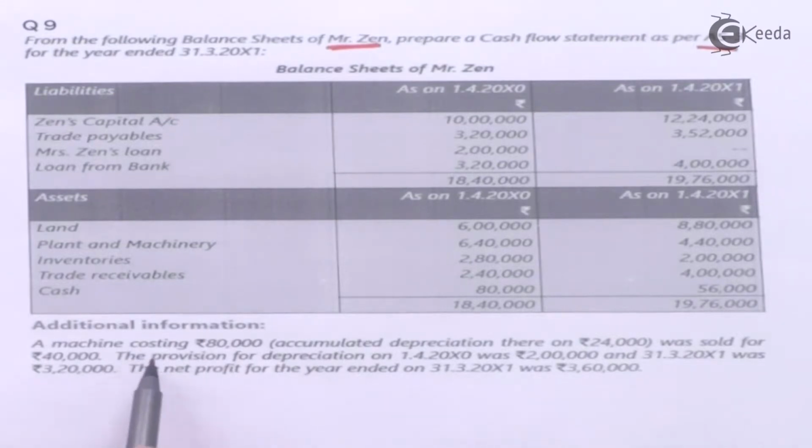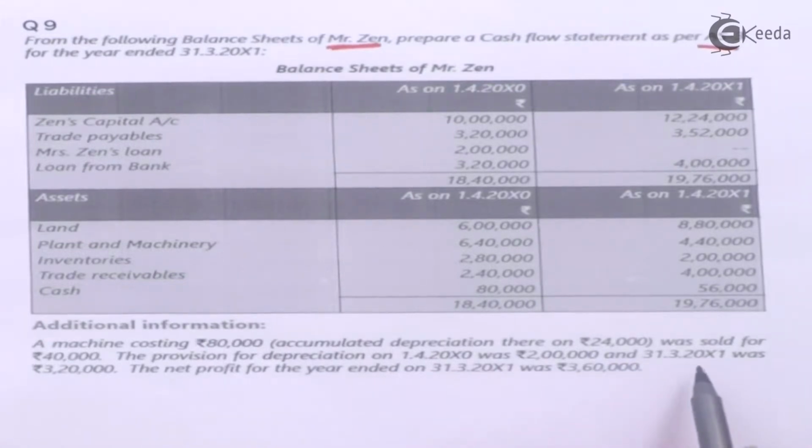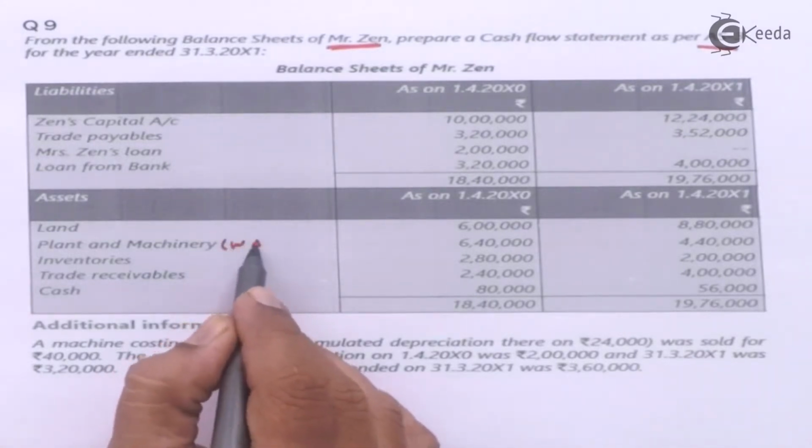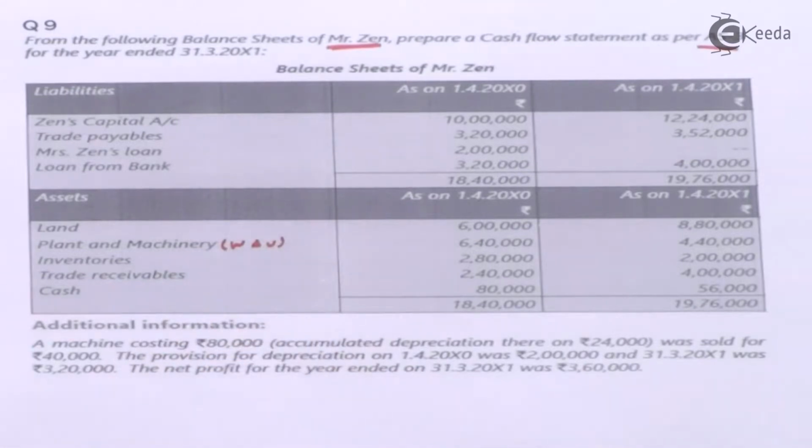Additional information: machine costing 80,000, accumulated depreciation thereon was ₹24,000, was sold for ₹40,000. Provision for depreciation on 1st April 20X0 was 2 lakhs and on 31st March 20X1 was ₹3,20,000. Importantly, this is given to you in a paragraph, which means they want you to go for a gross approach. That is, what is given is WDV, and you will have to follow the PFD method because of this information.